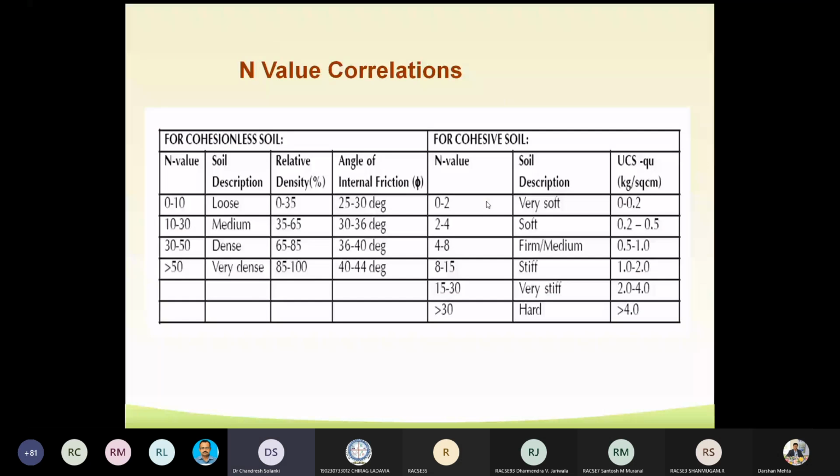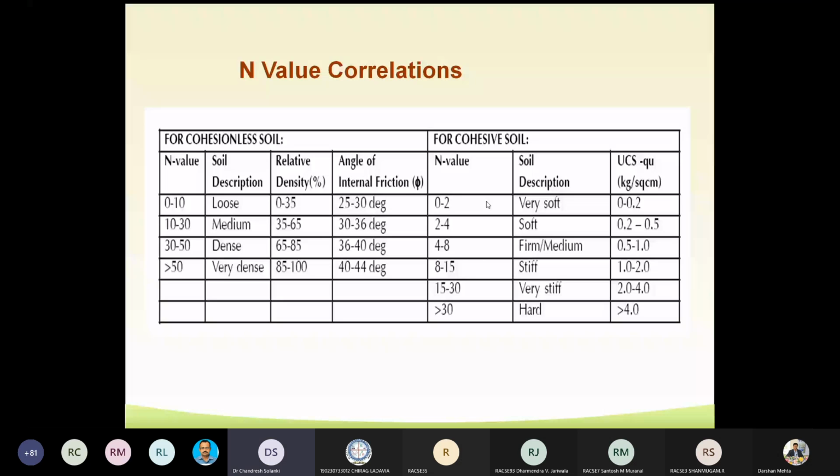N value correlations. The correlations for cohesionless soil and cohesive soil for the N value have been mentioned in this slide. The slides accommodate a lot of things as far as geotechnical interpretation is concerned. Those who are familiar with these properties of the soil and the correlations of the N value may do a lot of things in foundation design using this table. Here in the first column, the N value has been mentioned.